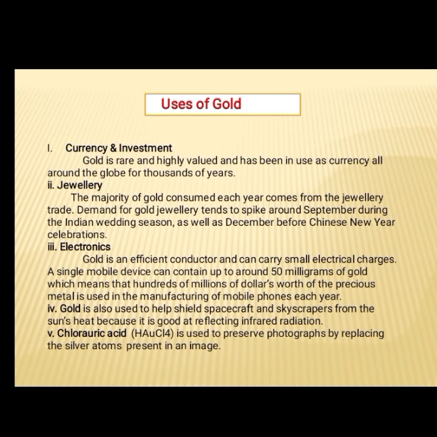The fourth is that gold is also used to help shield from the sun's heat because it is good at reflecting infrared radiation.